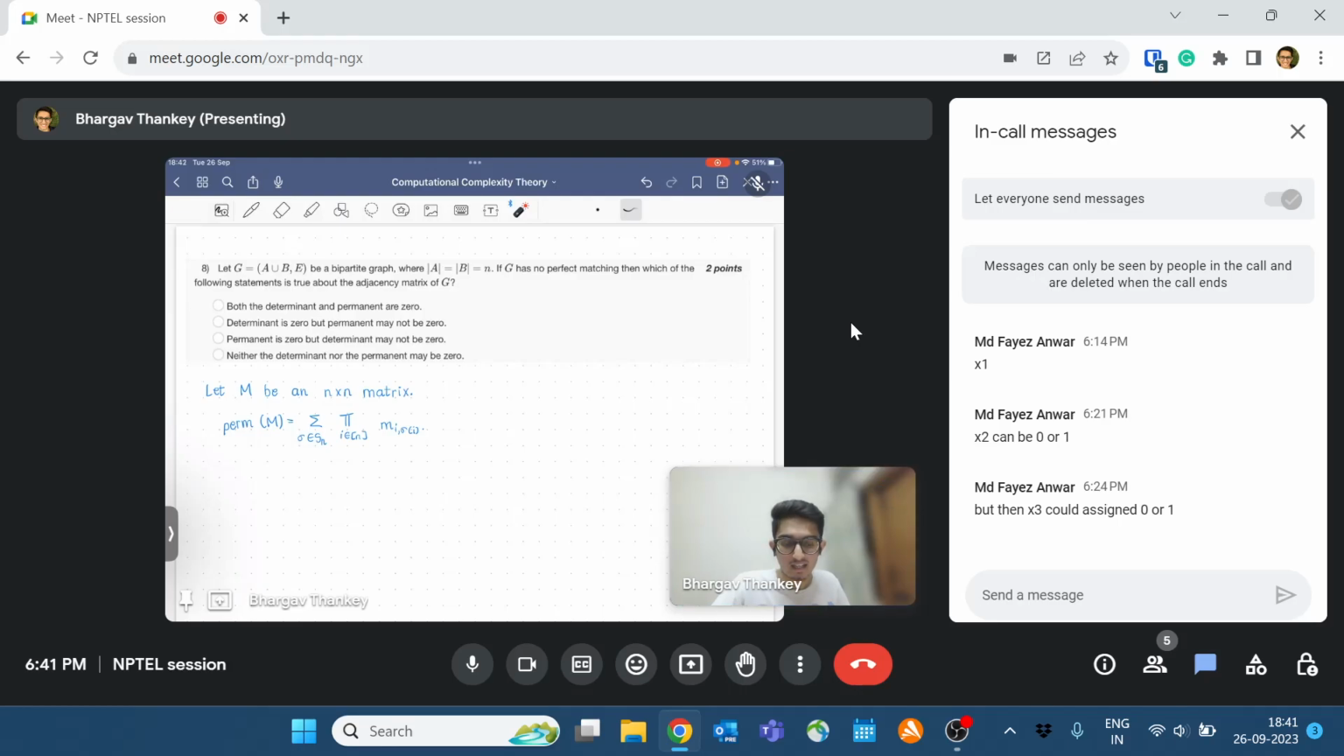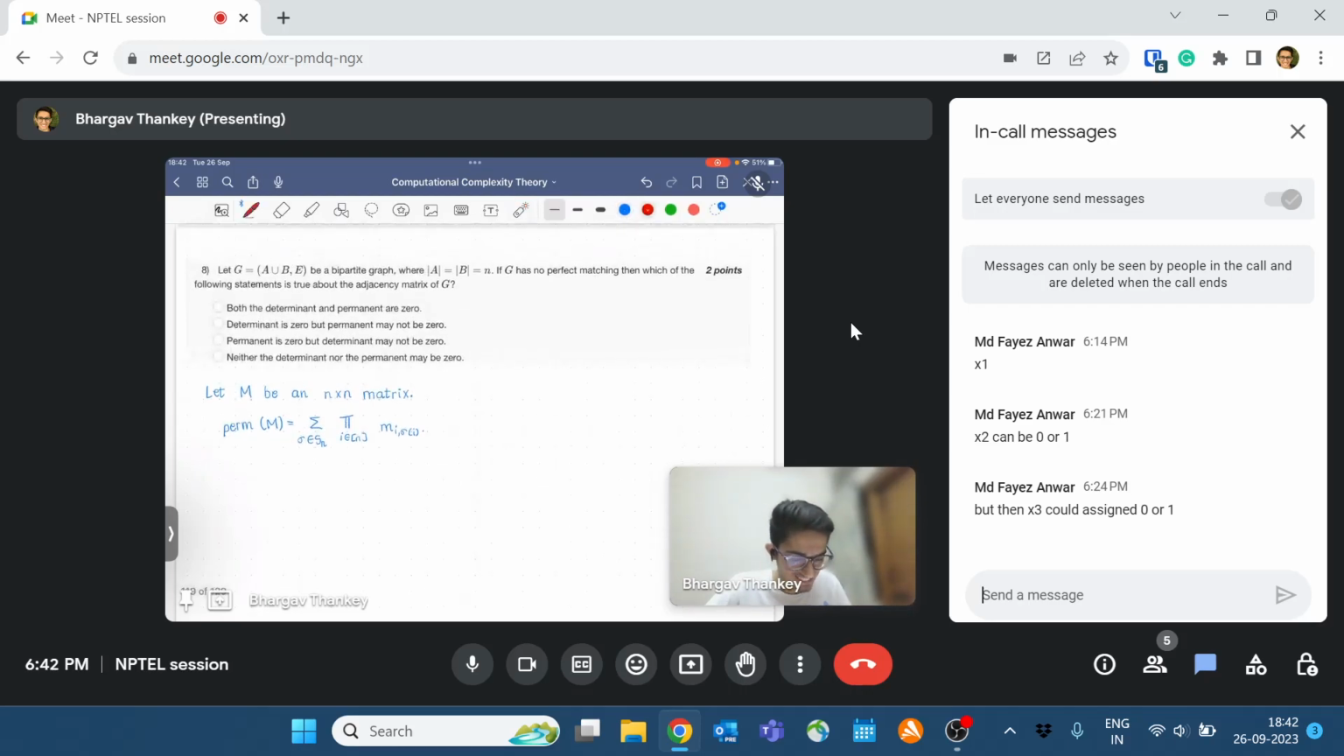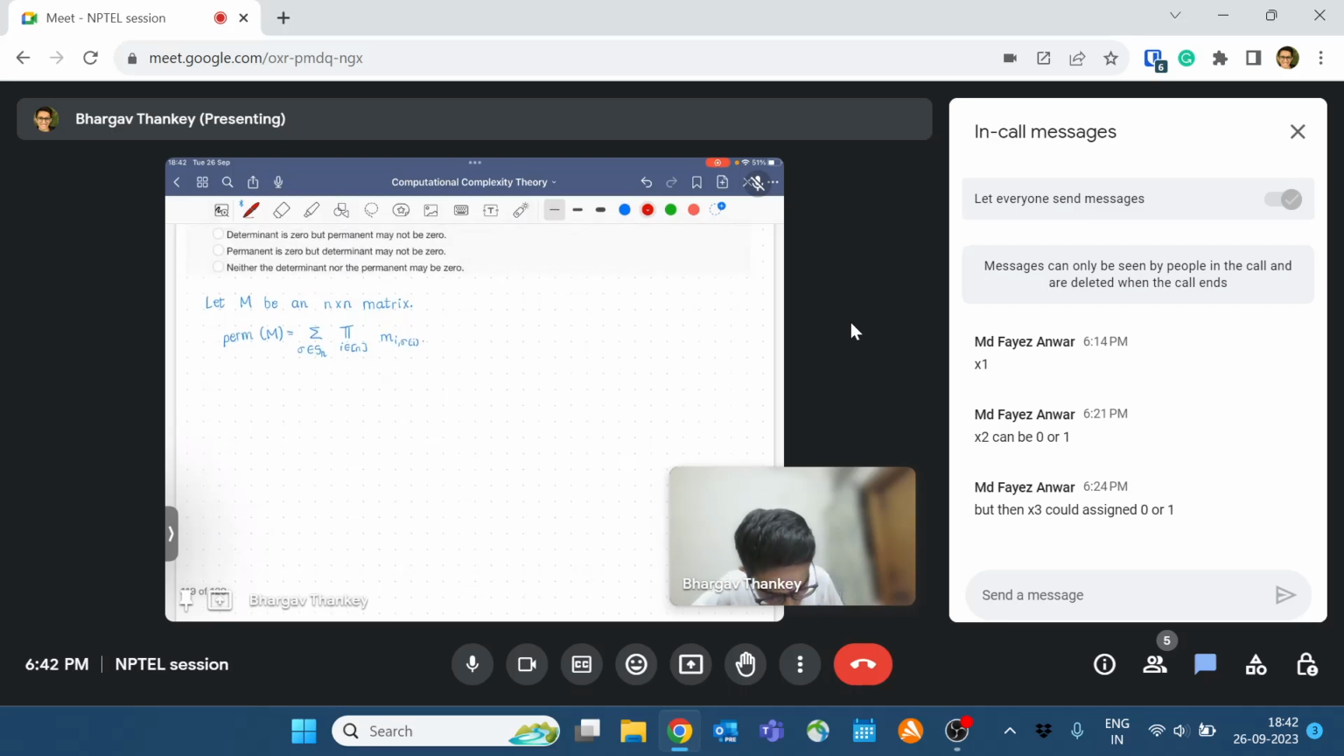So what could be the meaning of M one comma three? The first row and third column, right? So it's the entry in the first row, third column. Can you take a small example? Yeah, I was planning on doing that. That would be easier. So let M be 1, 2, 3, 4.